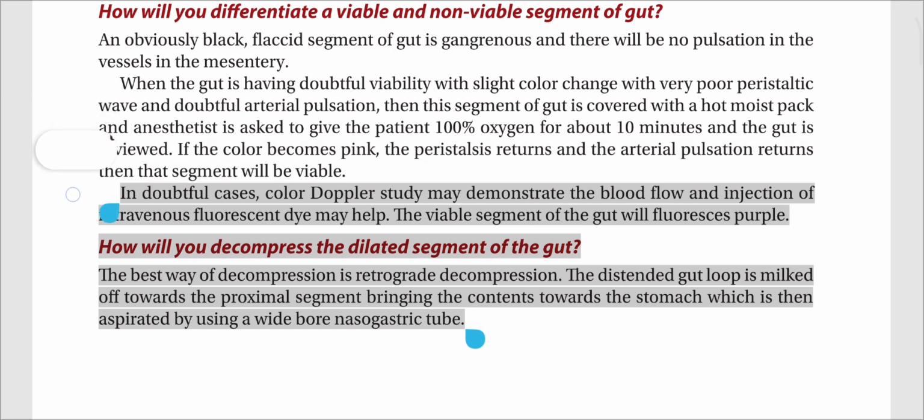In doubtful cases, color Doppler study may demonstrate the blood flow and injection of intravenous fluorescent dye may help. The viable segment of the gut will fluoresce as purple.